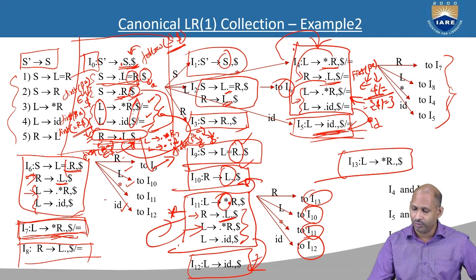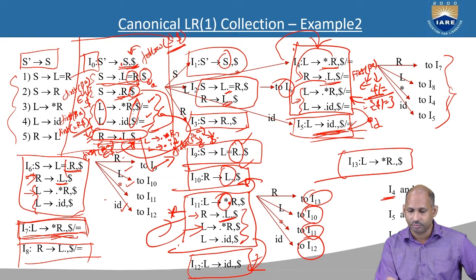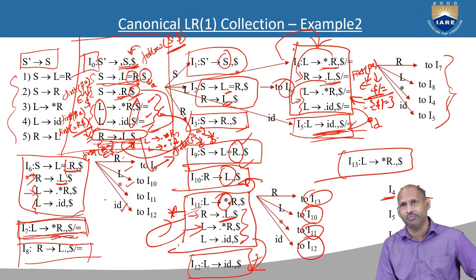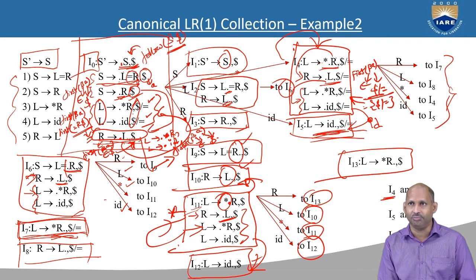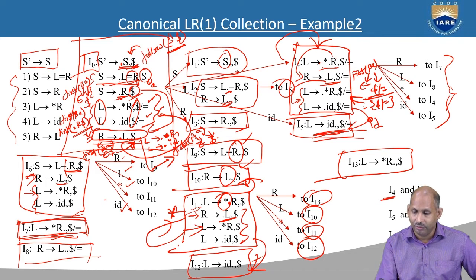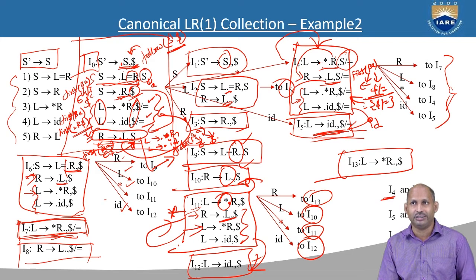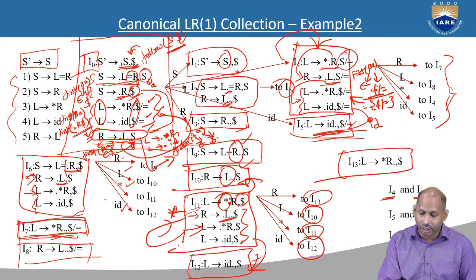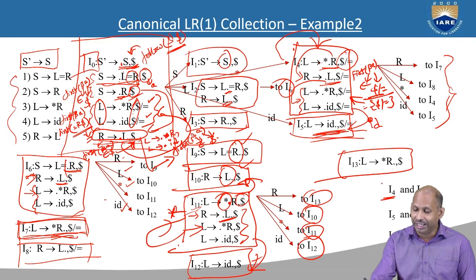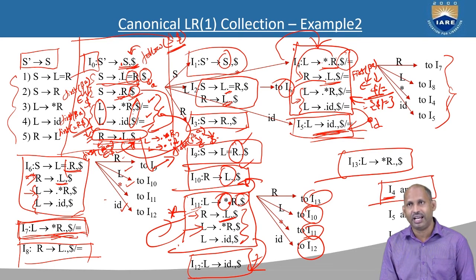If we observe I4 and I11, both productions are the same. The core is the same. But here, dollar and assignment are the lookahead symbols, and here, dollar is the symbol. So we can combine I4 and I11. Then I5 and I12.